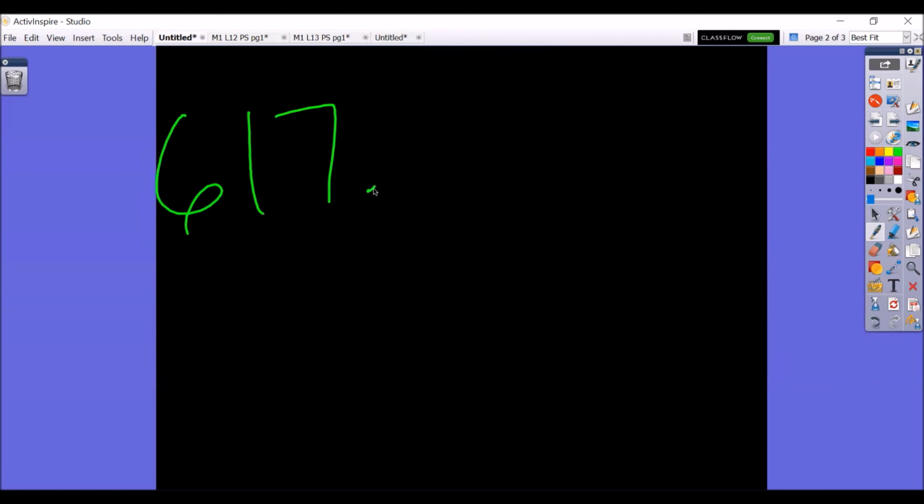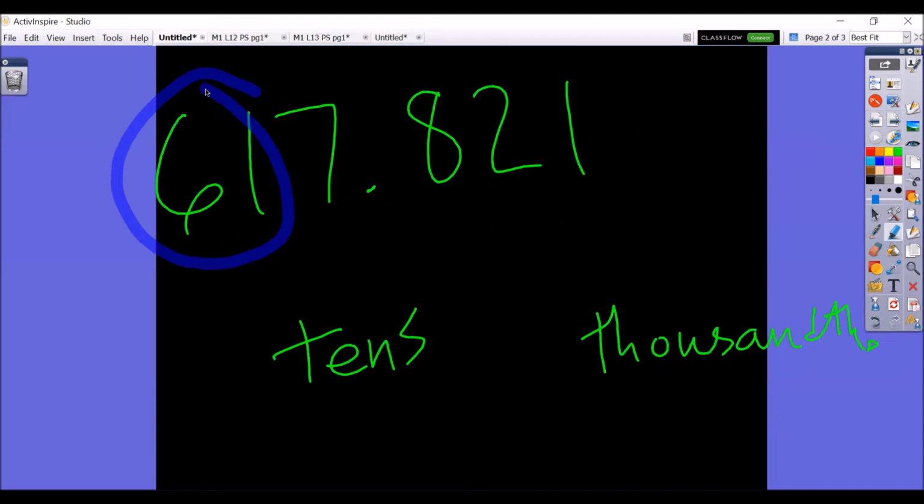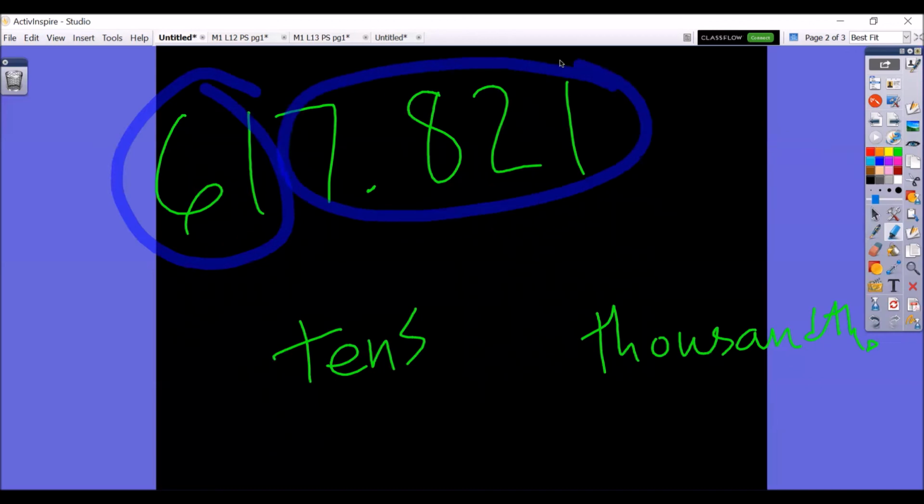617 and 821 thousandths. This time again, I want tens and ones. Whoops, not ones, tens and thousandths. Sorry about that. So as I was writing them down, I was hoping you were visualizing them. There's our tens, and then there's our thousandths. So we have 61 tens, 7,821 thousandths.